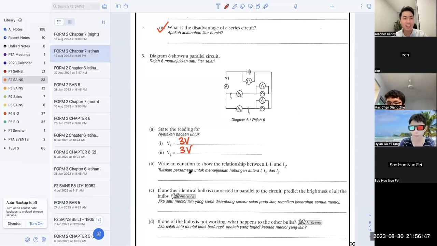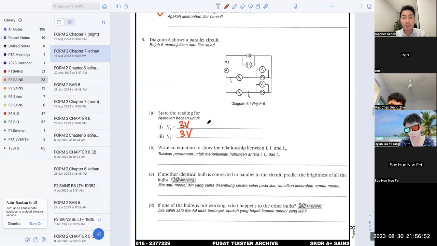Yeah, I don't know how to read Chinese. Oh, I see. Bye. Okay.